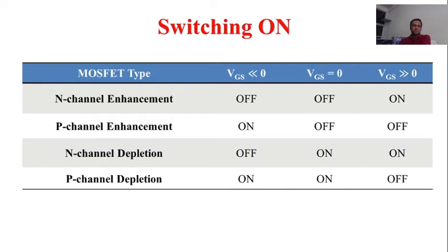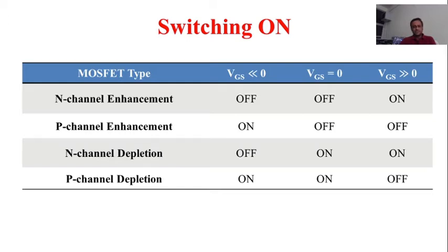Switching on: how are these devices to be switched on? We have four types of MOSFET, and VGS is the criterion by which you switch them on. When VGS is lower than 0 volt, then the N-channel MOSFET is off, and the N-channel depletion type MOSFET is also off. On the other hand, when VGS is less than 0, our P-channel enhancement type and P-channel depletion type are on.